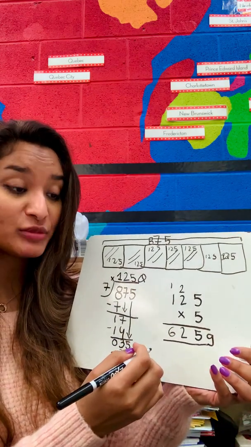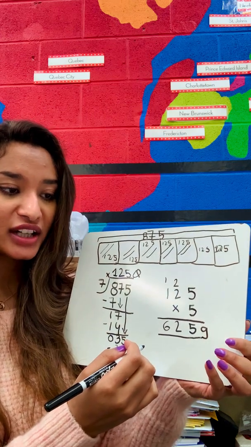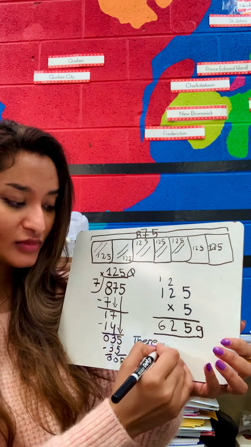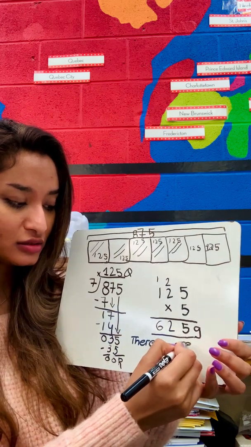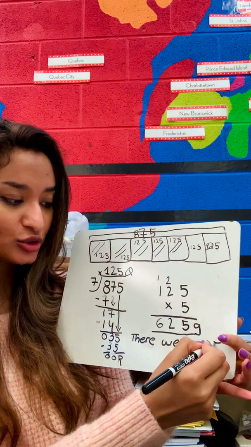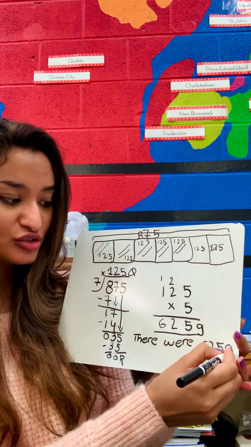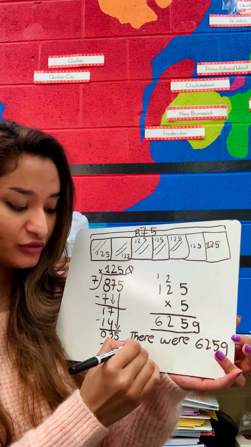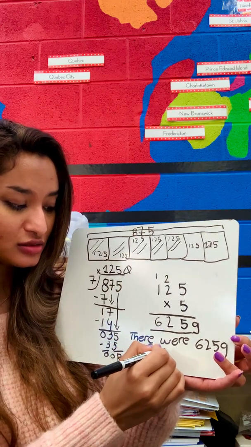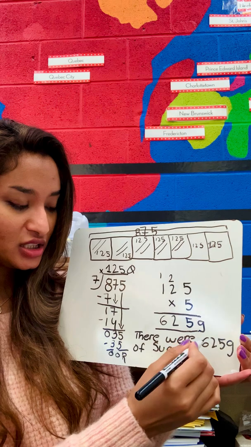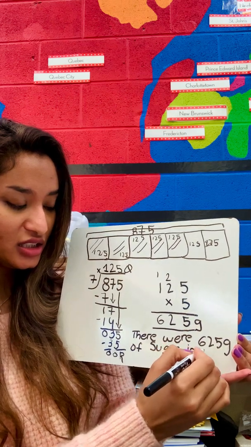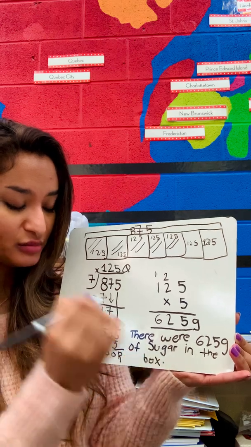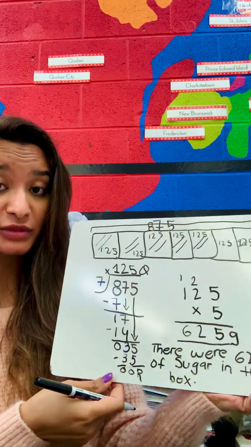The question is, how many grams of sugar were there in the box? So there were 625, you can just write g to show grams, of sugar in the box, period. Now I'm done my question.